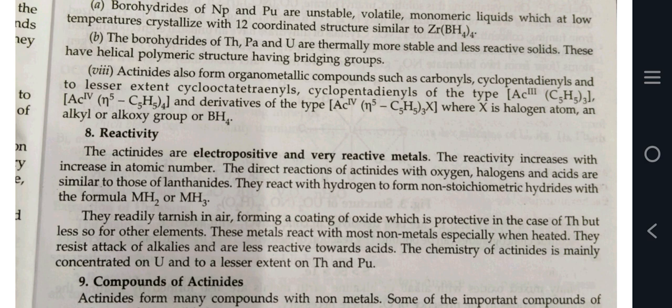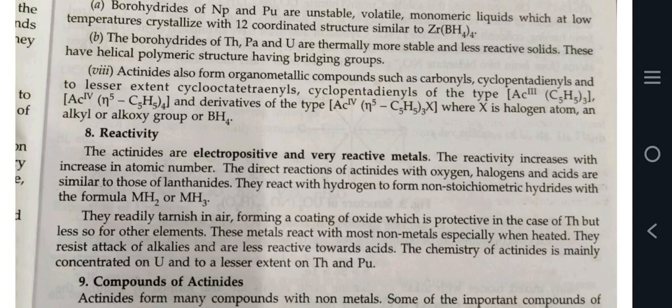Ninth, reactivity. The actinides are electropositive and very reactive metals. The reactivity increases with increase in atomic number. The direct reactions of actinides with oxygen, halogens, and acids are similar to those of lanthanides. They react with hydrogen to form non-stoichiometric hydrides with the formula MH2 or MH3.